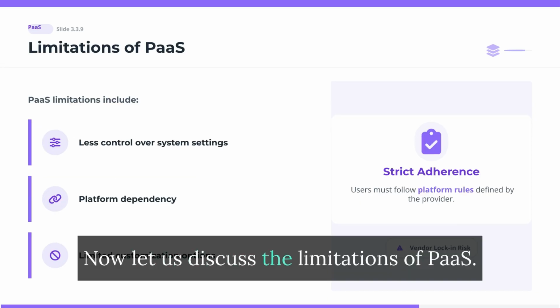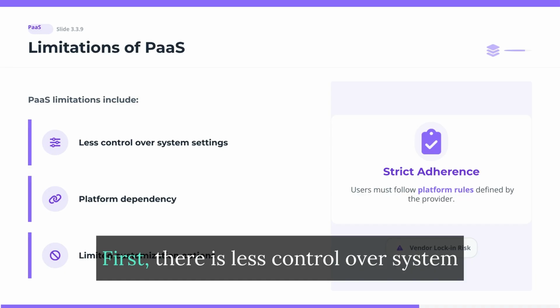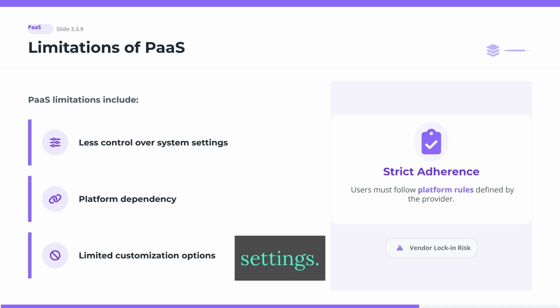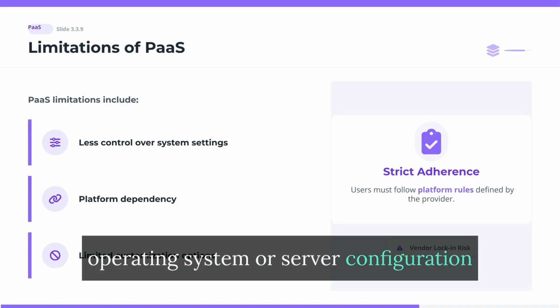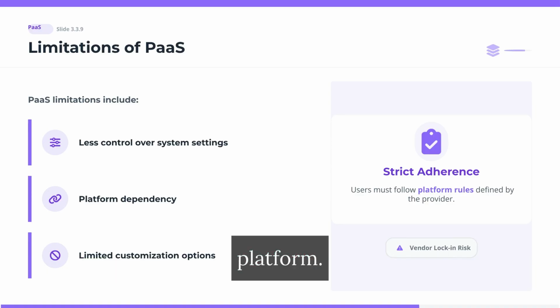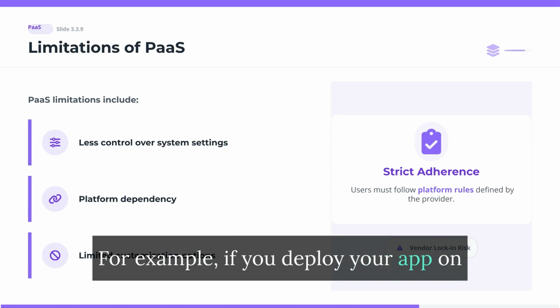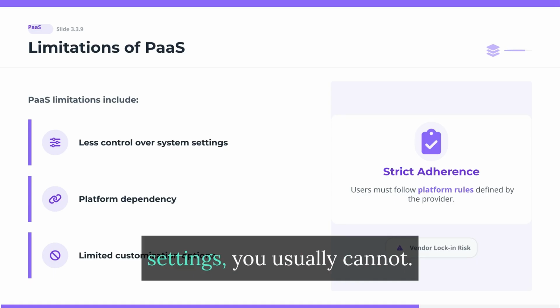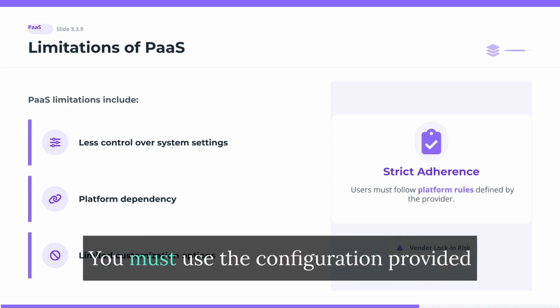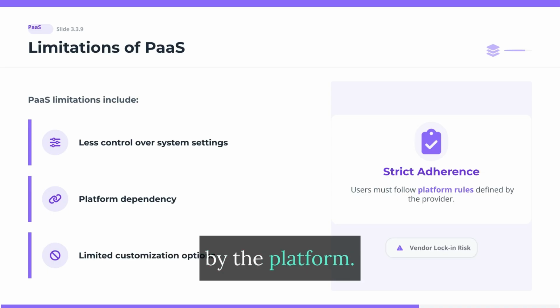Now let us discuss the limitations of PaaS. First, there is less control over system settings. Developers cannot fully change the operating system or server configuration because the provider manages the platform. For example, if you deploy your app on Azure App Service and need to install a special system driver or modify deep OS settings, you usually cannot. You must use the configuration provided by the platform.